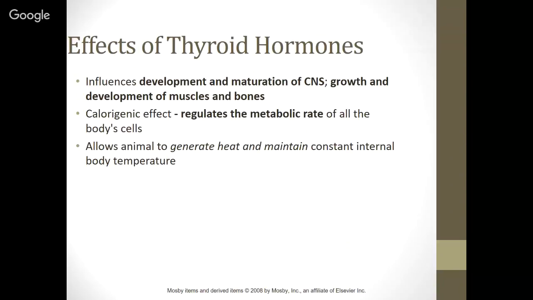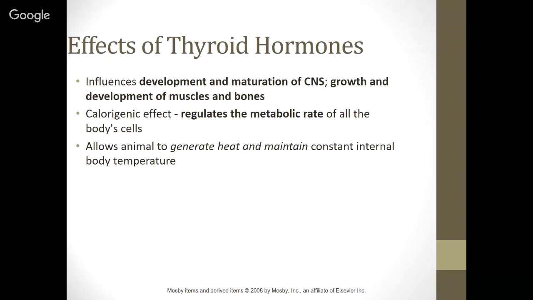Thyroid hormones influence the development and maturation of the central nervous system, and the growth and development of muscles and bones. So it's very important, especially as animals are growing. It does have a calorigenic effect. It regulates the metabolic rate of all the body's cells, and it allows the animal to generate heat and maintain a constant internal body temperature.